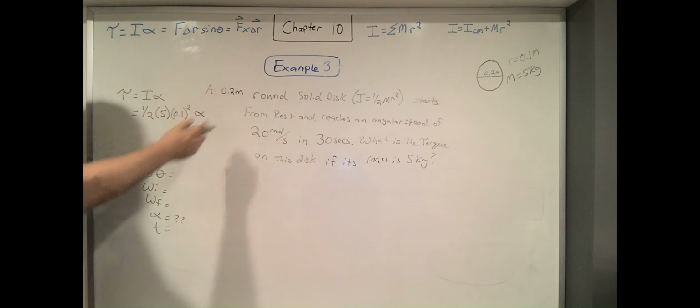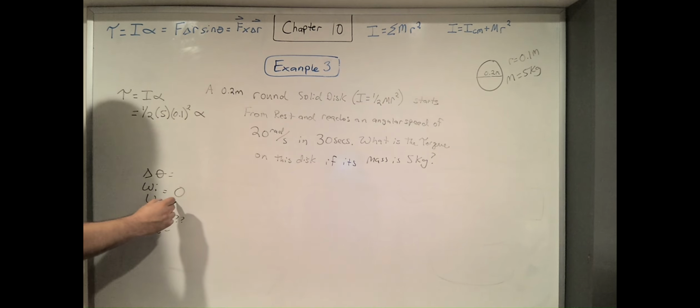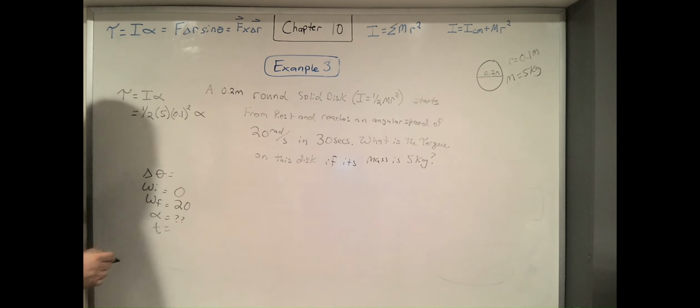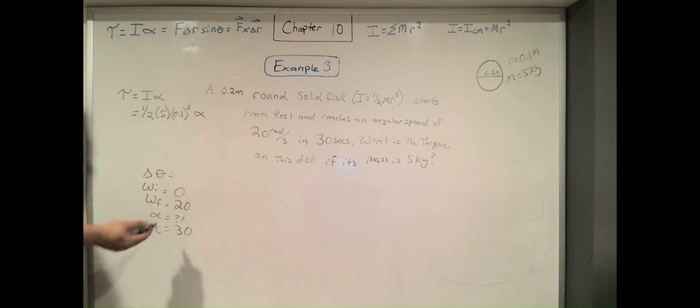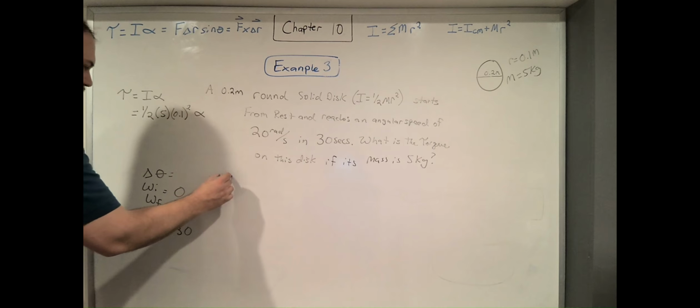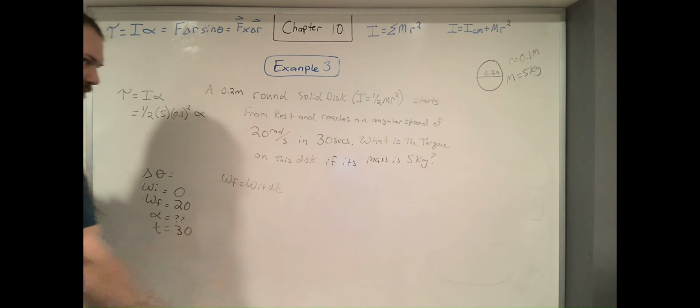What else here? It says it starts from rest, so I know that that initial is going to be a big old 0. I know that it reaches a speed of 20 radians per second in 30 seconds of time. All right, so that means I should be able to find alpha. I've got 3 out of the 4. I got to look back at my equations and go, well, which kinematic should I use? And the kinematic is the one that has no displacement in it, which is omega f is equal to omega I plus alpha times t. First equation.